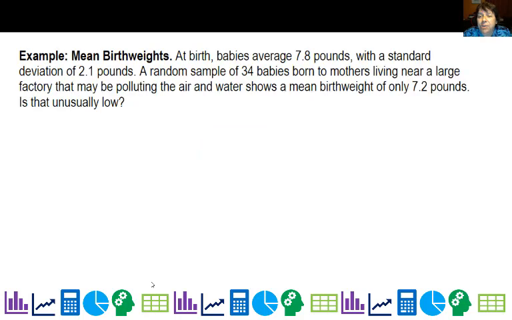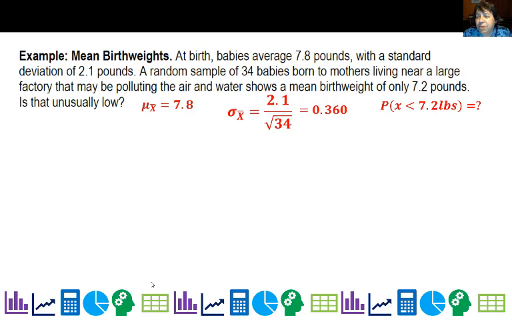So let's go ahead and look at mean birth weights. At birth, babies average 7.8 pounds with a standard deviation of 2.1 pounds. A random sample of 34 babies born to mothers living near a large factory that may be polluting the air and water shows a mean birth weight of only 7.2 pounds. Is that unusually low? So we're looking at 34 babies. The mean is 7.2. Now the population mean is 7.8, but my sample mean is 7.2. So there's my mean and my standard deviation, and there's what I'm trying to find.